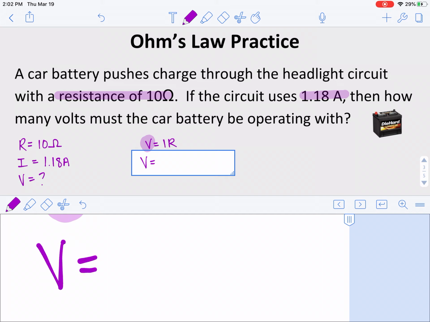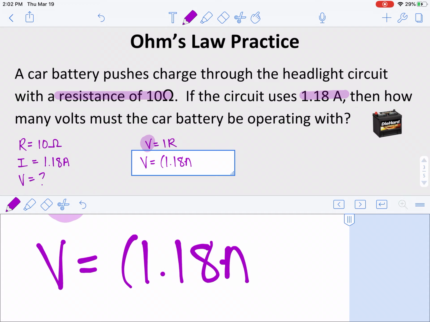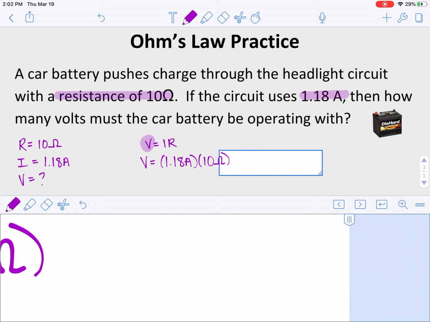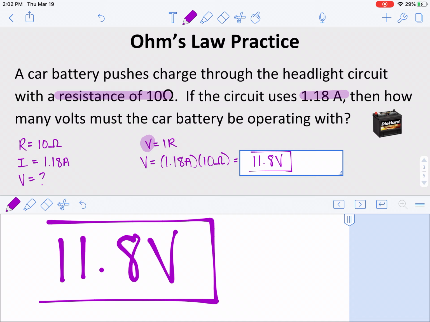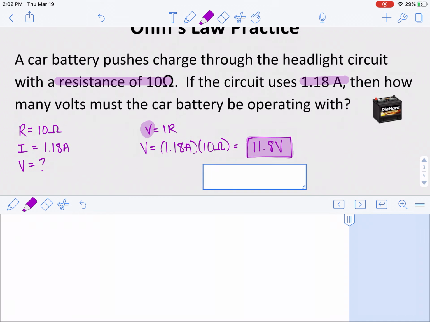So V is equal to, my current is 1.18 amps. My resistance is 10 ohms. And this is a good time if you want to pause, check to make sure you know how to multiply 10 by 1.18 when you punch that in, or for those of you that can simply hopefully do that, 1.18 multiplied by 10 is 11.8, and the unit on that would be volts. Very simple plug and chug type of problem using Ohm's law.